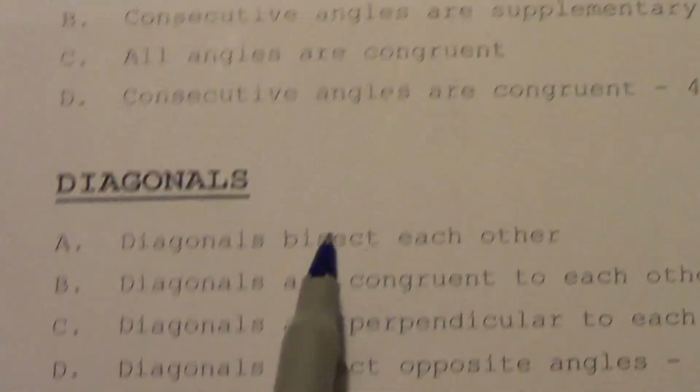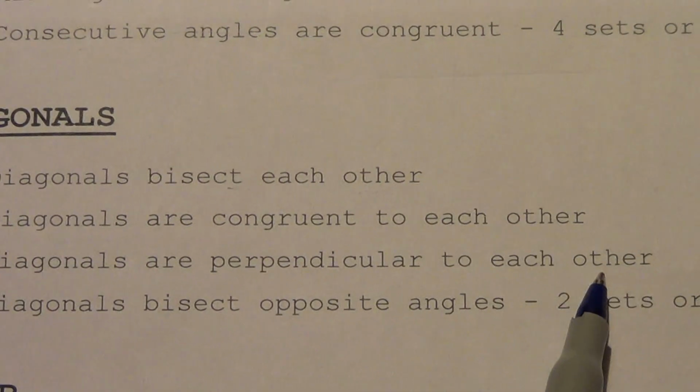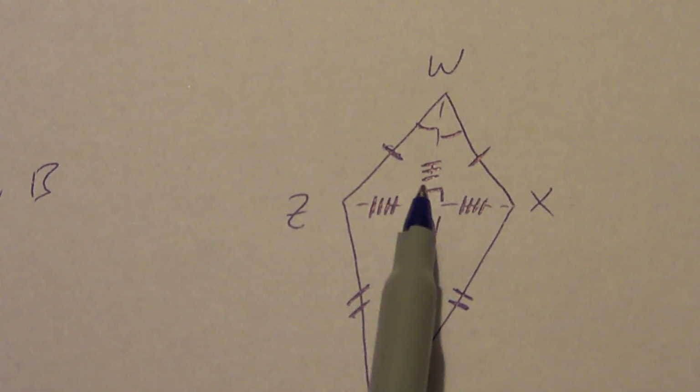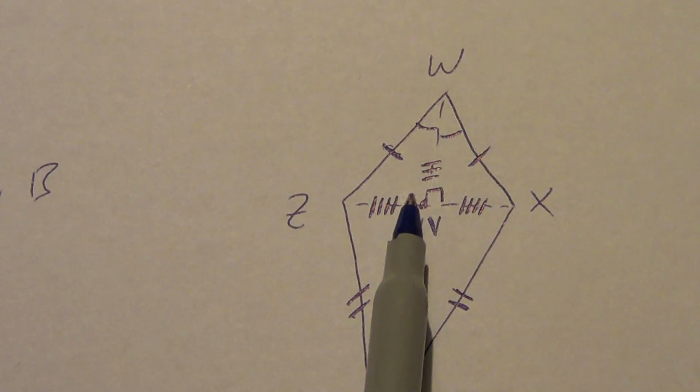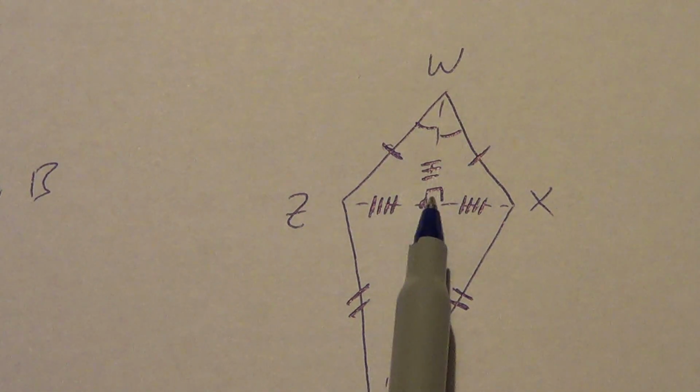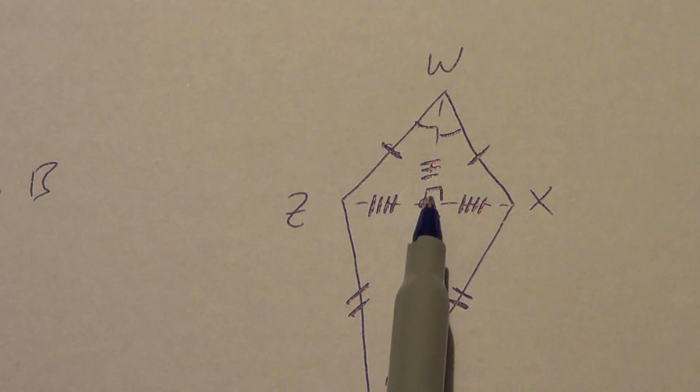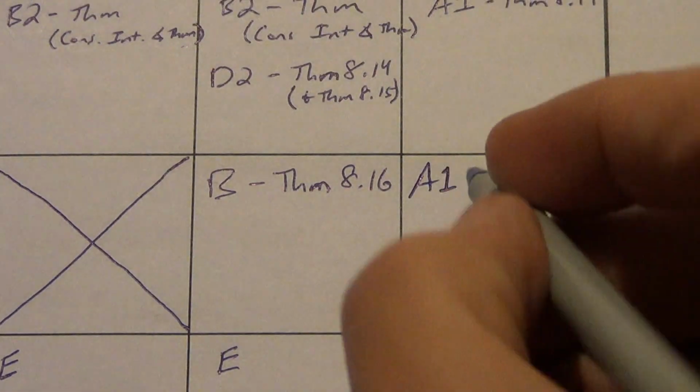Well, what's next? Diagonals are perpendicular to each other. We just proved that. I remember back at this picture, we talked about how these angles were both supplementary and congruent at the same time, which means they had to be 90 and 90, so that's perpendicular. So definitely the diagonals are perpendicular to each other. That's letter C, so we're going to fill in letter C right here.